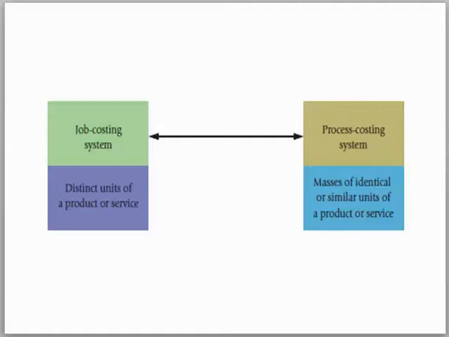And that graph represents the difference between the job costing system and the process costing system. As we said, the job costing system has distinct units of a product or service, different units of product or service, but the process costing system has masses of identical or similar units of a product or service.